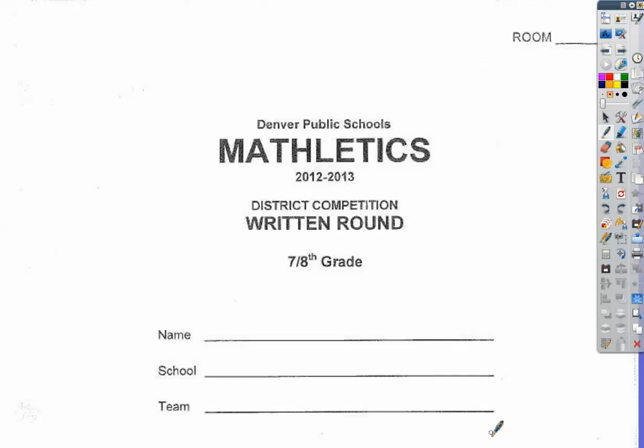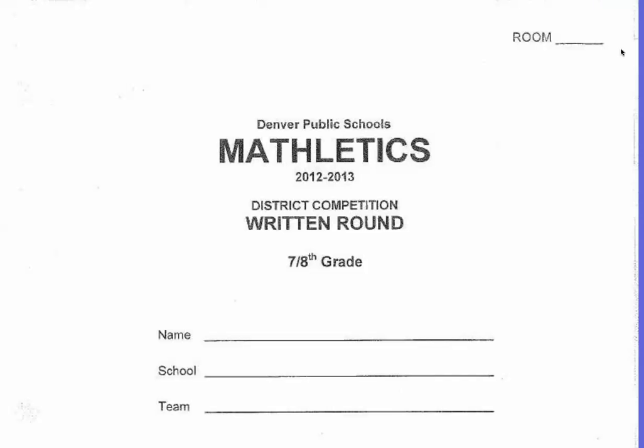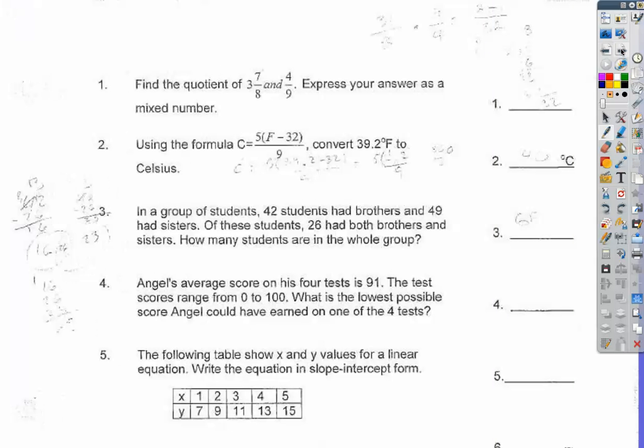So this is the district competition, competition 3 for 2012-2013. Written round, we're going to start with the first page. All right. Find the quotient, quotient means divide, of 3 7/8 and 4 9ths. Express your answer as a mixed number.